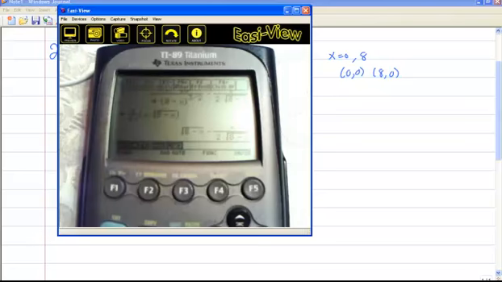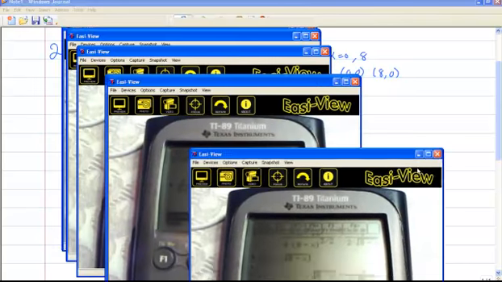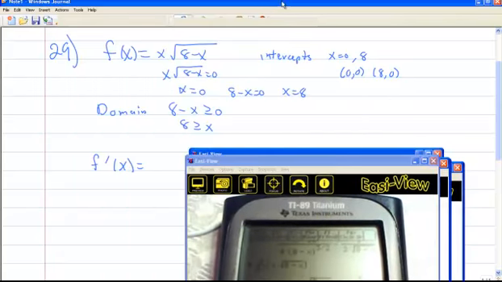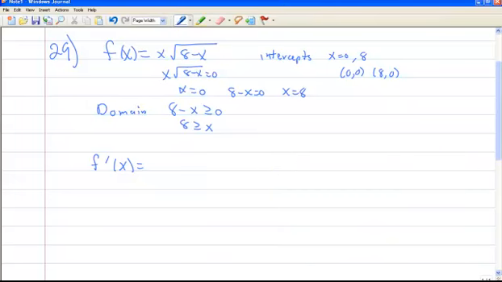It's the square root of 8 minus x, minus x over 2 times the square root of 8 minus x. If I was doing this by hand, I'd have one expression, not two here. But even as I have it, our domain now would be that x is strictly less than 8.